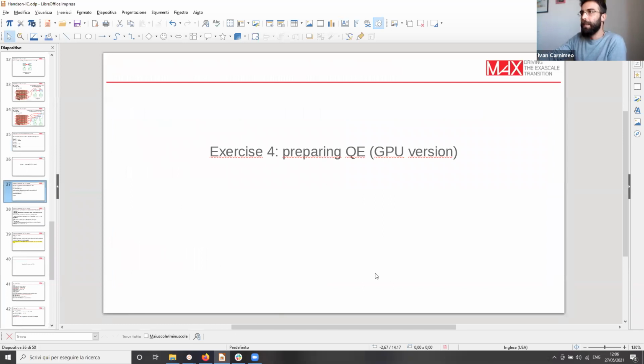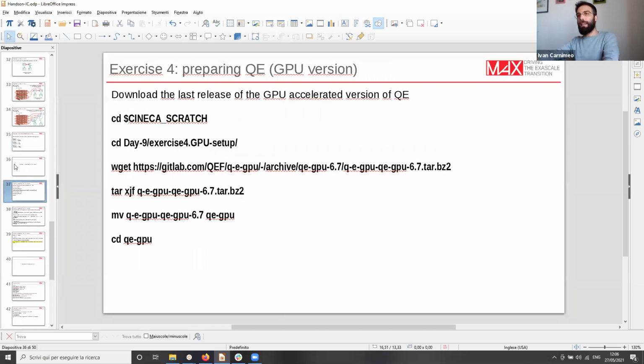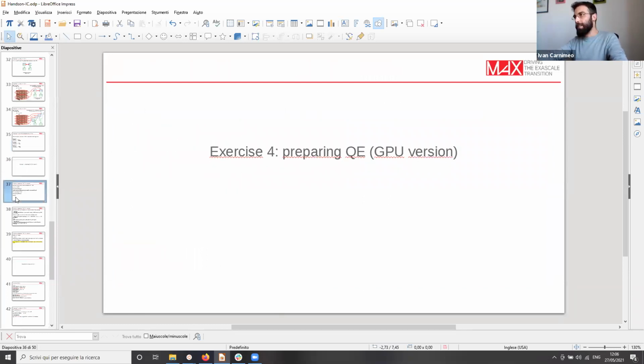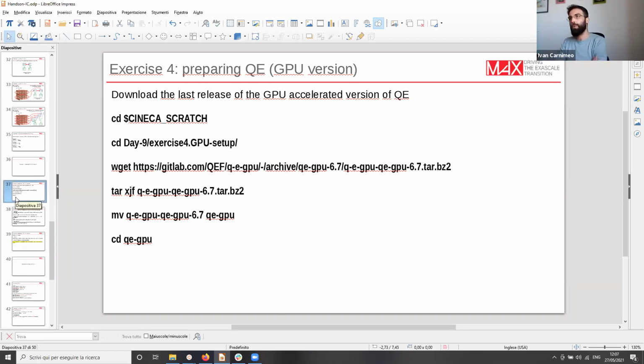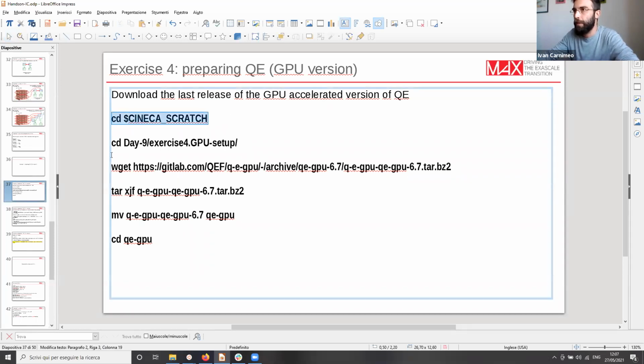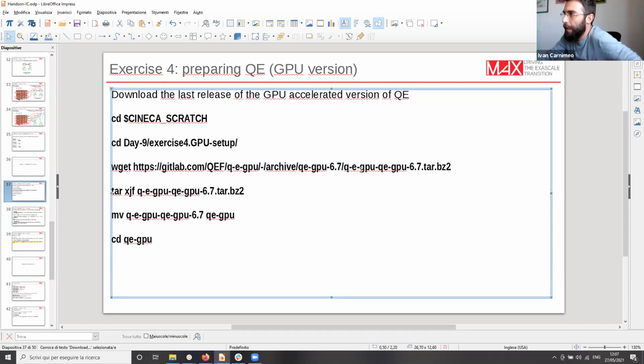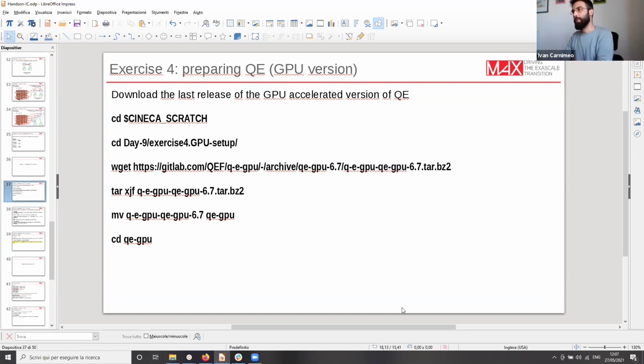So here, I think now we can go faster. Let's see how to compile Quantum Espresso with GPU. You already know how to do this, because we are doing exactly the same operations that we did for CPU. So we go to the Cineca Scratch directory, we go inside the exercise 4 directory, and we download this version of Quantum Espresso, and you see that in this case we are downloading the GPU version.